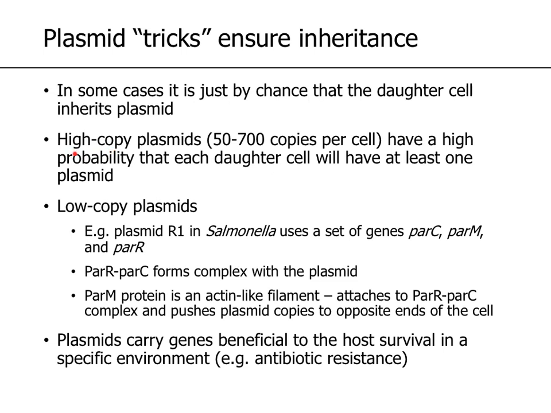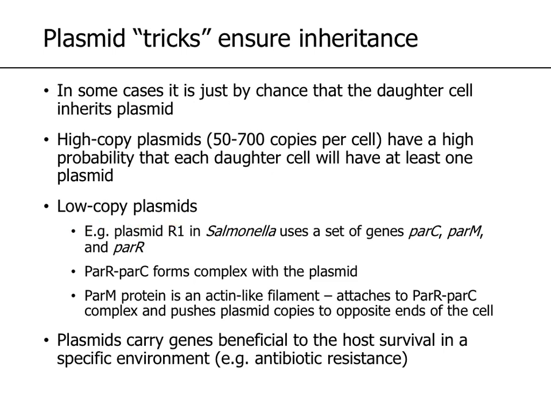Other plasmids go by probability. Within that ORI sequence, it tells the cell how many copies of the plasmid to keep around in the cell. And so you can have high copy plasmids, so 50 to 700 copies per cell. And so just by chance, when the cell divides, it's a high probability that it's going to make it into both cells.